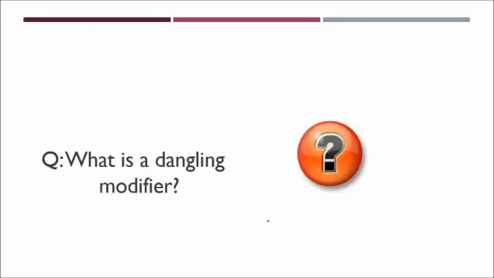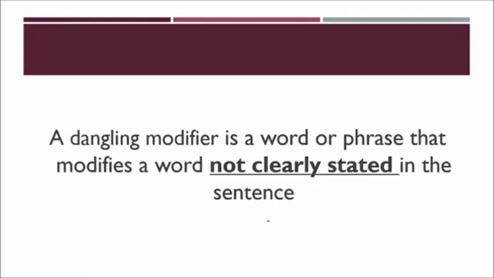From the word dangle, what makes it dangle? It is awkward. It cannot be understood because it is hanging. There is something that is lacking in that particular sentence. So what is a dangling modifier? A dangling modifier is a word or phrase that modifies a word not clearly stated in the sentence. That makes it a dangling modifier because the word that is being modified is not found in the sentence.